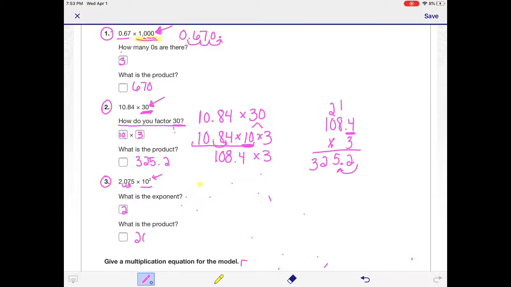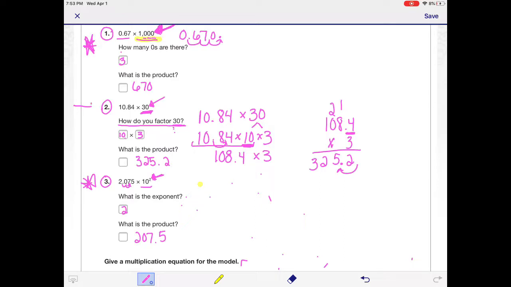So the product is 207.5. This one here, multiplying by a power of 10, and this one, multiplying by a power of 10, are both the same. It's just that this one is written with an exponent and it tells you exactly how many spaces to move the decimal point to the right. And this one right here, you just have to count up the zeros.